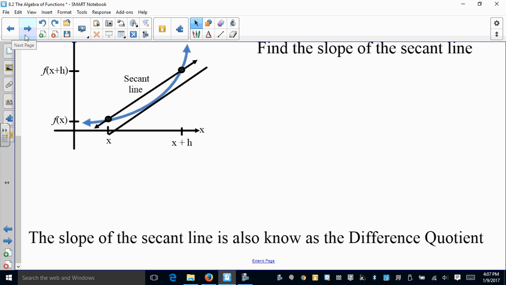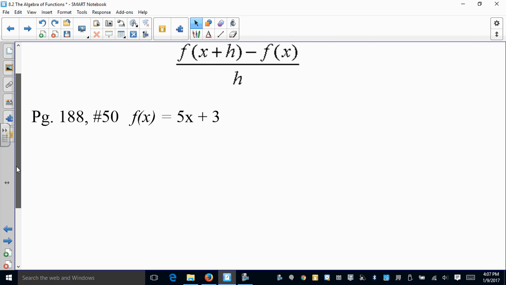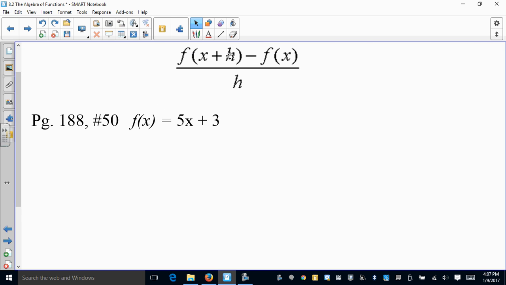Okay, so on this one here, construct and simplify the difference quotient. So we have f of x. They want you to do f of x plus h. So everywhere you see x, you're going to put x plus h, minus whatever the function is. So f of x plus h is 5 times x plus h, plus 3, don't forget that plus 3 here, minus all of f of x, 5x plus 3, all over h.